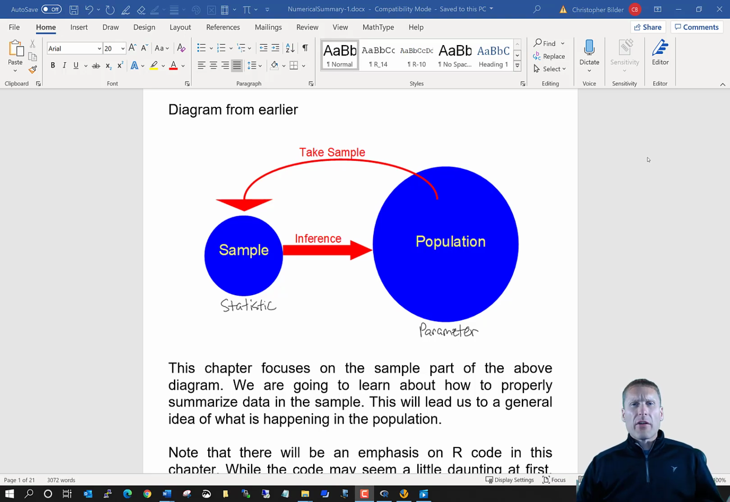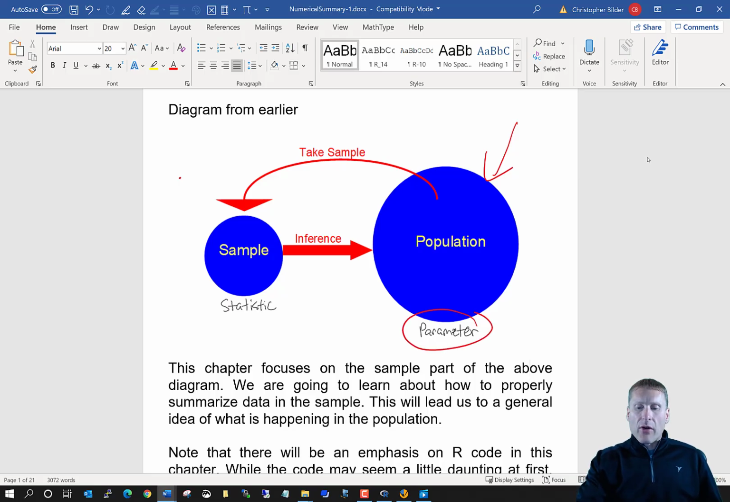Okay, so why are numerical summary measures of the sample important? It comes down to, again, this diagram that we've seen earlier. We have this population with a lot of items in it, and we want to better understand it. We're going to calculate some numerical summary measures of the population itself, and these numerical summary measures are called parameters.